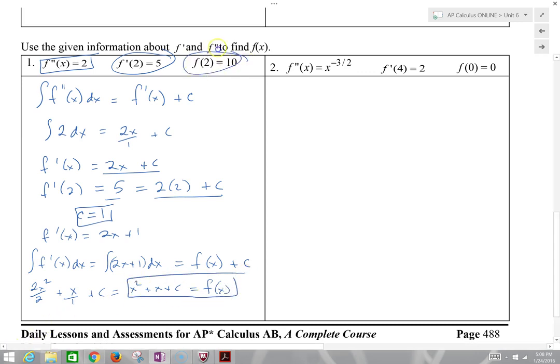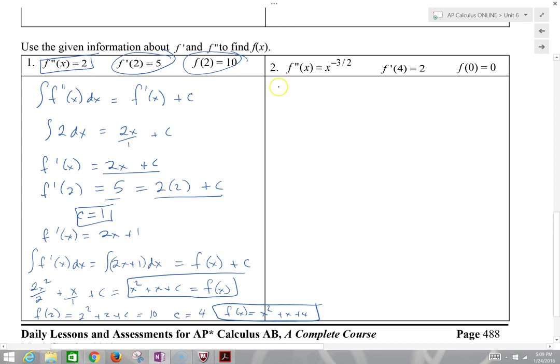Then we look back up here and we see f of 2 is equal to 10. So f of 2 is equal to 2 squared plus 2 plus c. So that is equal to 10, which means that this c is equal to 4, and we have f of x equals x squared plus x plus 4. And we didn't have to have that much extra information to find that.